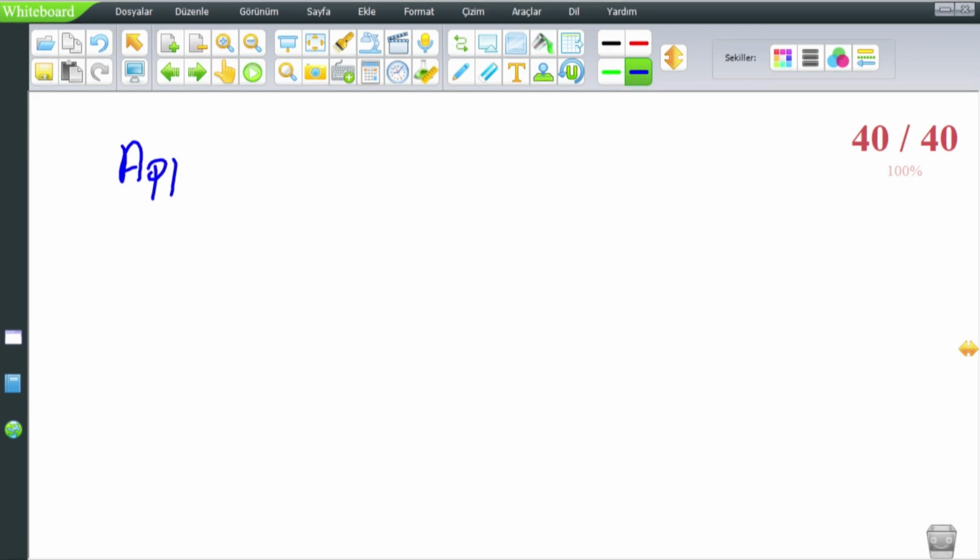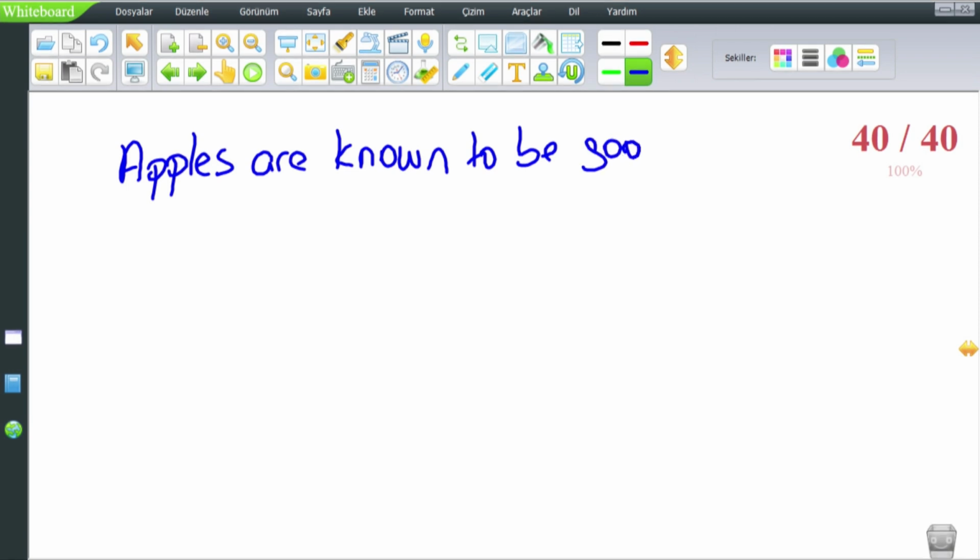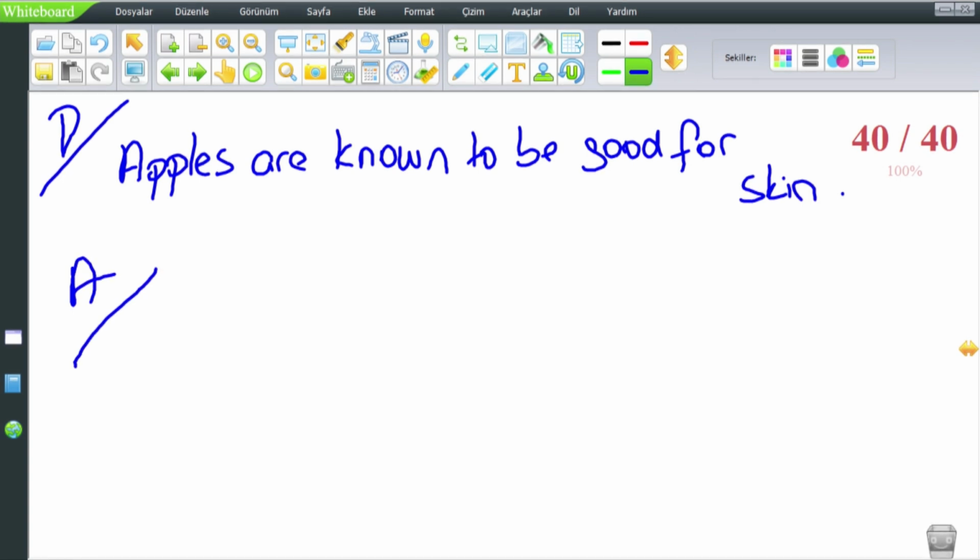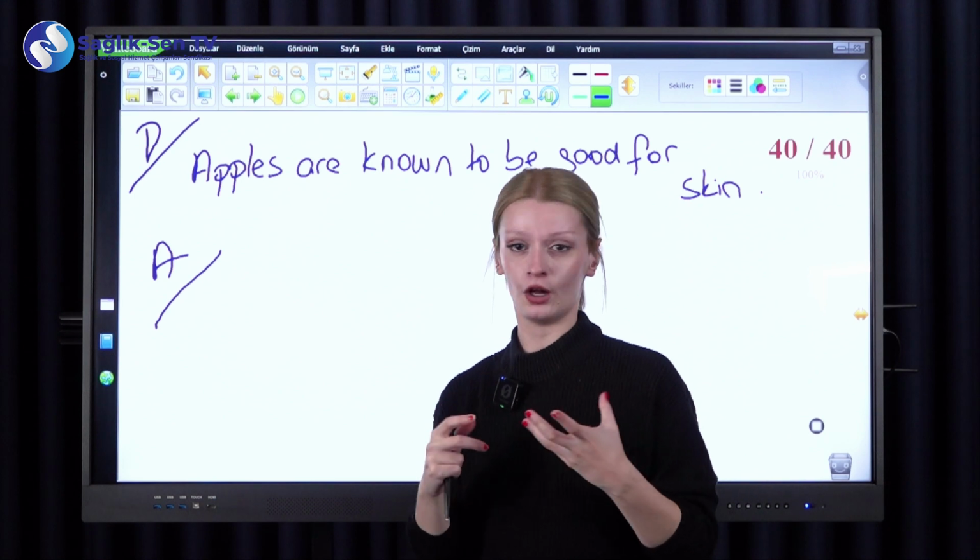Apples are known to be good for skin. This time, this is passive, and I'm going to rewrite this sentence in active voice. Apples are known. I'm talking about a common knowledge.